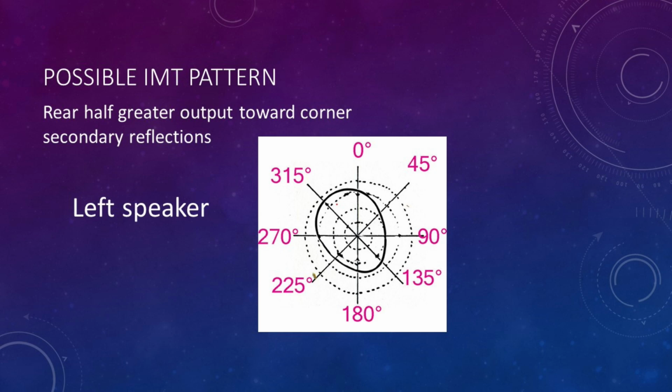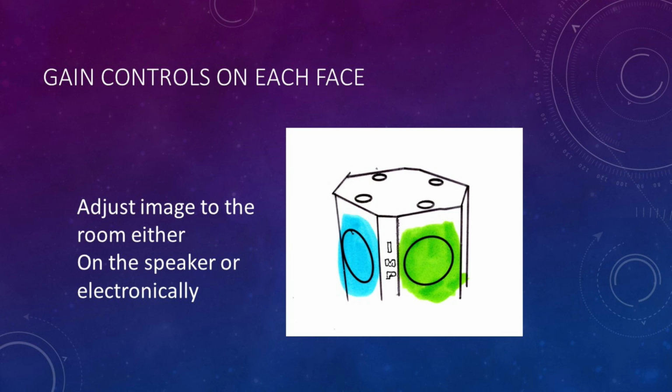If we want all image sources in the model to be even in intensity, we might want a rear pattern that is greater than the frontal output and greater toward the front corners because of their distance from us. But it may be impossible to predict the exact pattern for all rooms, so we might want to make a speaker with gain pots or L pads on all 4 faces of the speaker to shape the radiation pattern to the room.